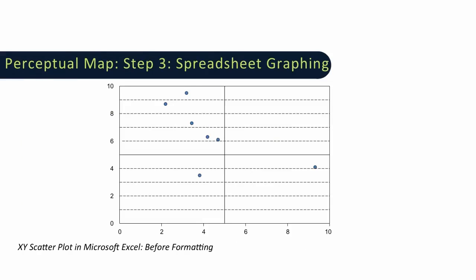In step 3, we plot the data. In Microsoft Excel, we would highlight the data table, click on Insert Graph, and select the XY scatter plot graph type. The result is a simple XY scatter plot with each point representing consumer perception for a particular brand of blender. This graph is technically accurate, but needs some formatting work to make it a more effective communication tool.